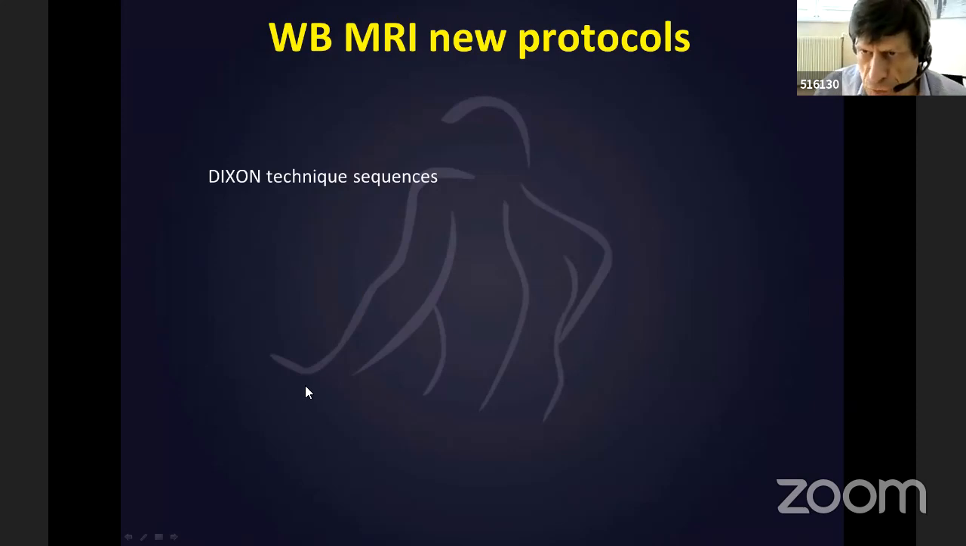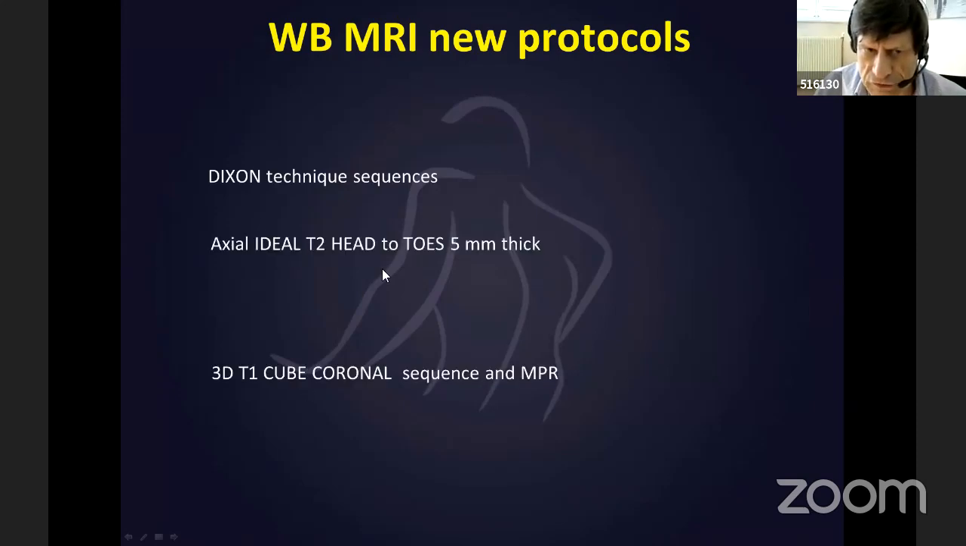Now we have new protocols that we can use in order to quantify fatty infiltration, the Dixon techniques, which can be adapted with T2 weighted sequence in order to have images of fat and images of water, and these images of water have the same aspect as STIR or T2 FATSAT images.